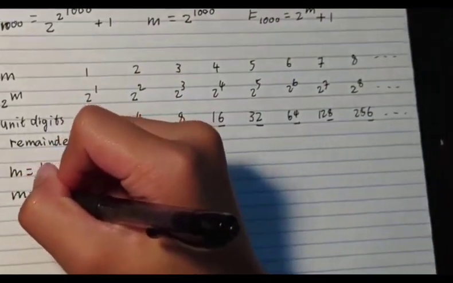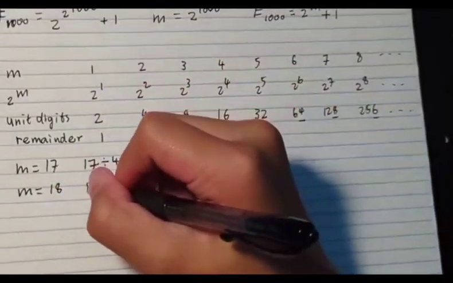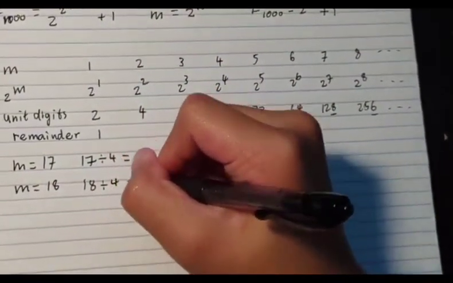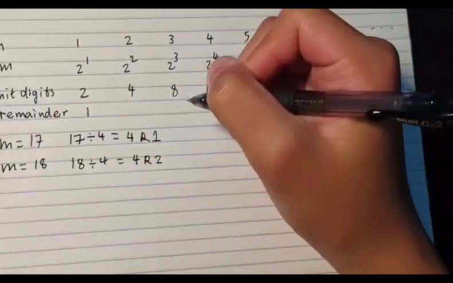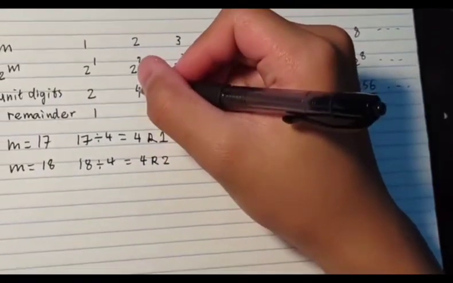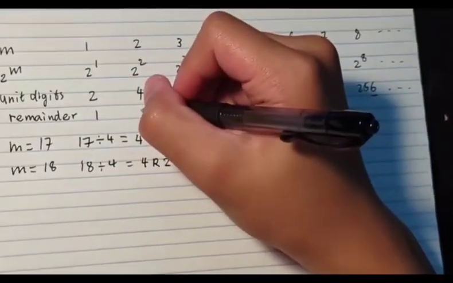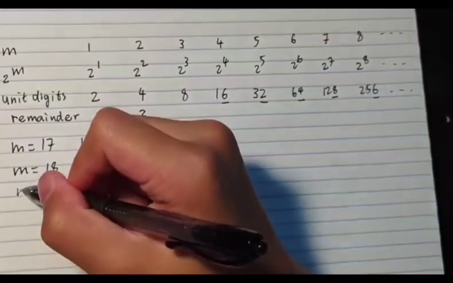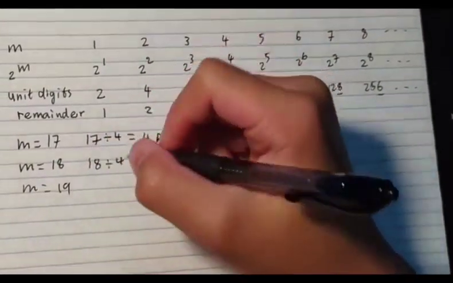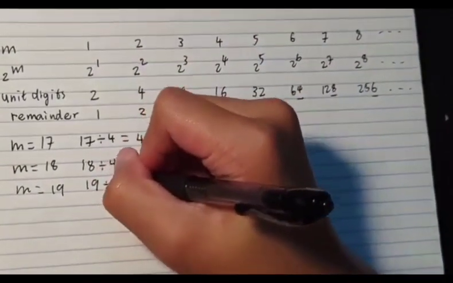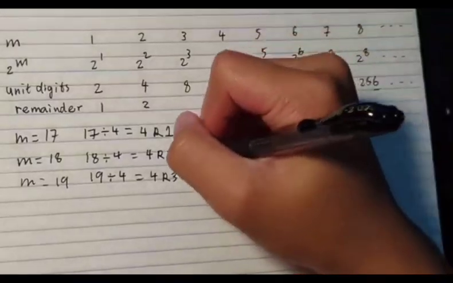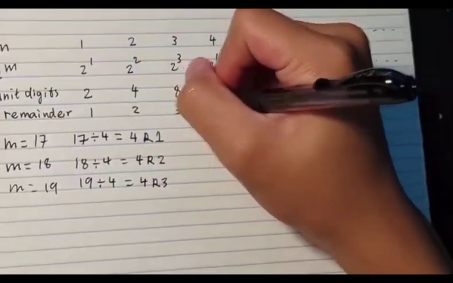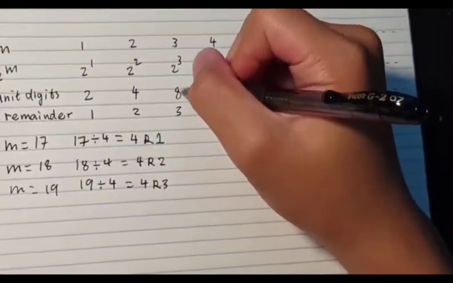So let's say m equals 18 now. 18 divided by 4 equals 4 with a remainder of 2. 2 corresponds to 4, right, after 1. So it goes here. M equals 19. 19 divided by 4 equals 4 with a remainder of 3. And now we have a remainder of 3, so it goes here. And it corresponds to 8.